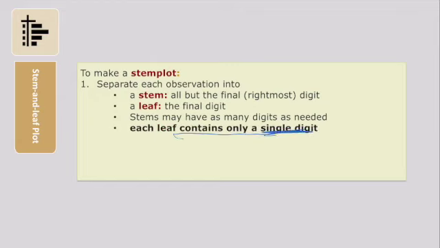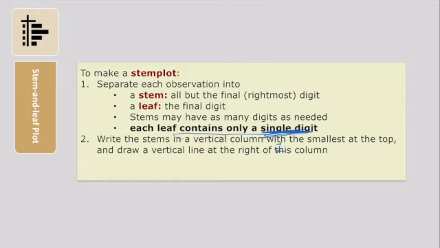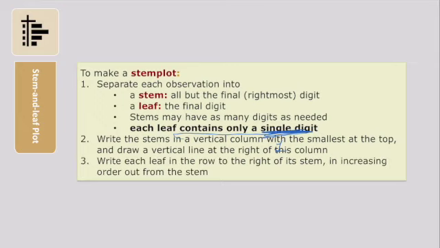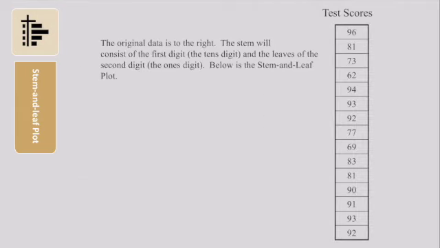Single meaning 1. We write the stems in a vertical column with the smallest at the top. We draw a vertical line to the right of this column, and we write out each leaf in the row to the right of its stem in increasing order out from the stem. So, here's this data of test scores.